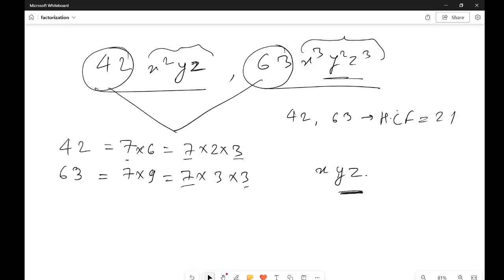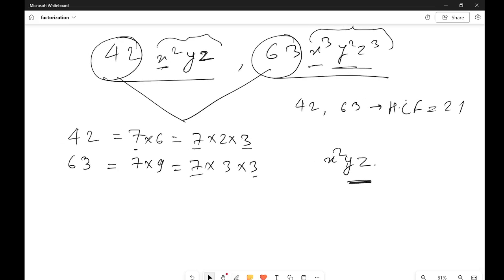Now let's come to the x. Here it's x square and here it's x cube. So x square is common. So if someone talks about the common between 42 x square yz and 63 x cube y cube z cube, for the constant we got 21, and for the variable part we got x square yz. So this will be the HCF for these two expressions.